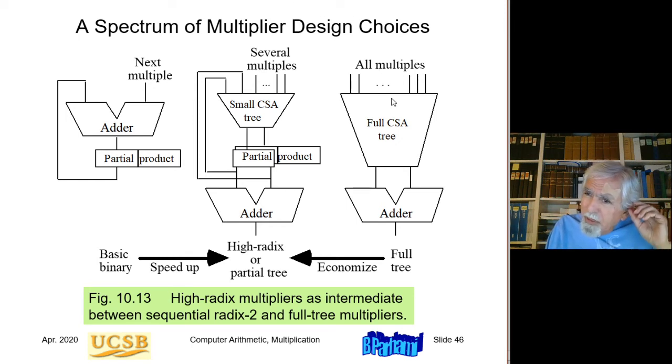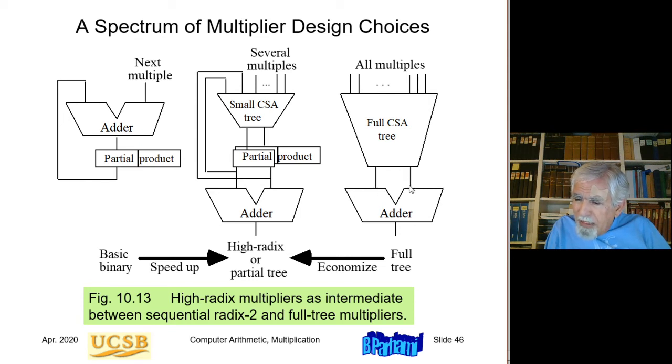So in a full CSA tree, all the multiples are produced at once. If I'm doing a k by k multiplication in binary, there will be k multiples. All k of them are produced at once and then reduced in this fairly large tree. If I'm doing, say, 64 by 64 multiplication, there'll be 64 multiples coming here, and then this will be a fairly large, tall tree.